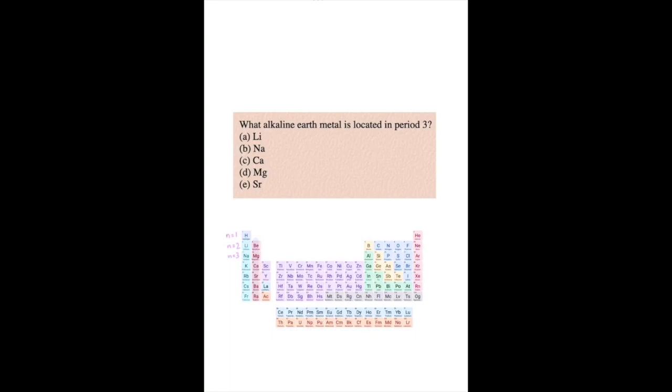For this question, we need to use the periodic table to determine a specific element that is an alkaline earth metal located in period 3 of the periodic table. So we know in the periodic table, the first column is alkali metals, but the second column is alkaline earth metals. And then each row of the periodic table represents an energy level. So the period 3 alkaline earth metal is magnesium. So our final answer is D.